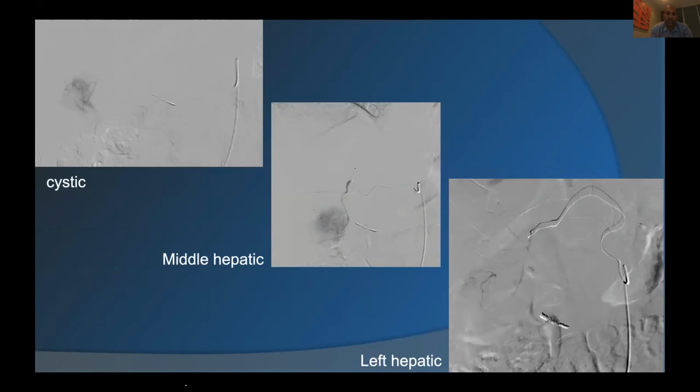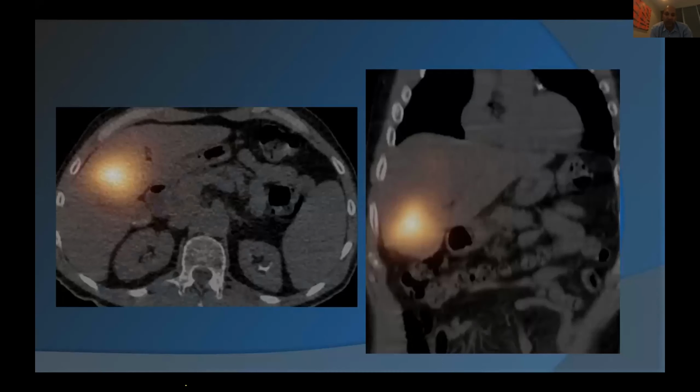So what does this look like at the end? We're doing a 3-vessel infusion, cystic artery on the top left, middle hepatic artery in the middle, and then the replaced left hepatic artery on the bottom right. So this patient got 3 vials. You'll see that uptake in segment 4. You'll also notice that there's no uptake in the rest of the liver.